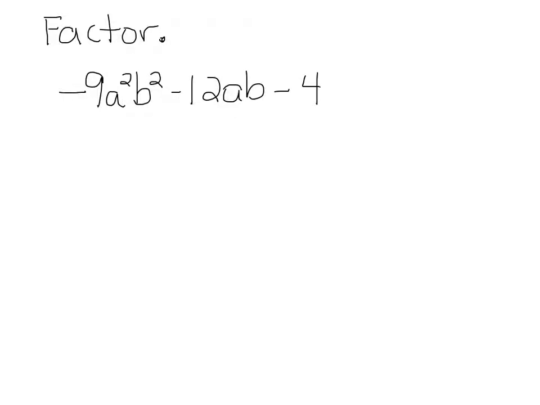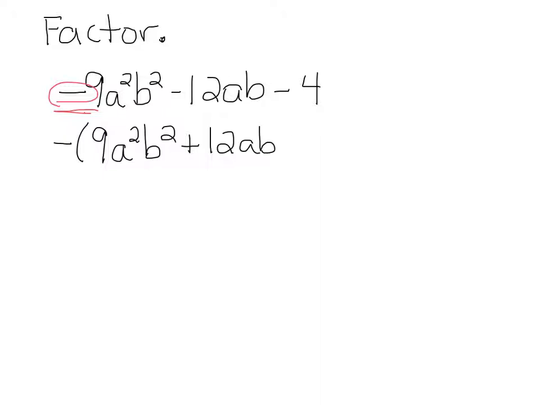In this example, we're going to look at factoring a trinomial when the coefficient of the first term is not 1. In fact, whenever I look at this, the first thing I notice is that it's negative. Anytime we want to factor these polynomials, we can't have a negative in our first coefficient. So let's factor out the negative sign first. Factoring out the negative sign changes every sign that we have.